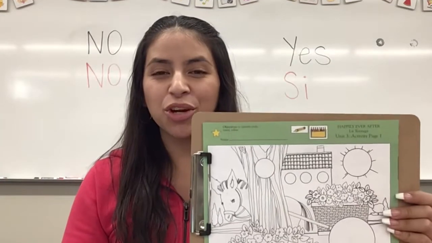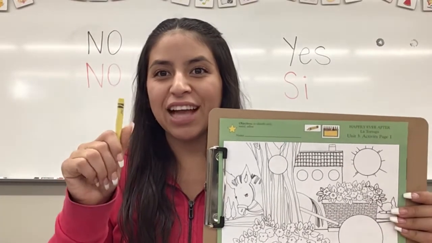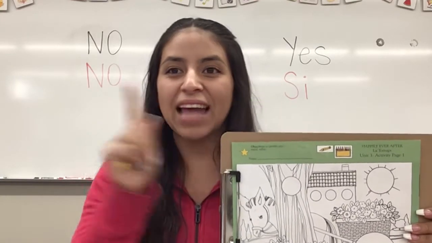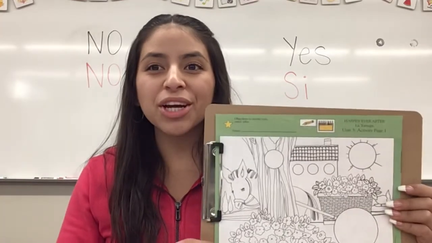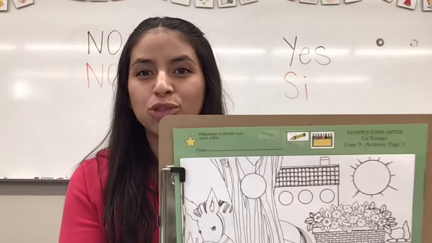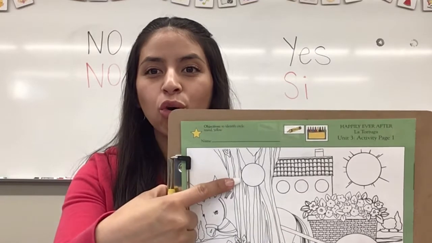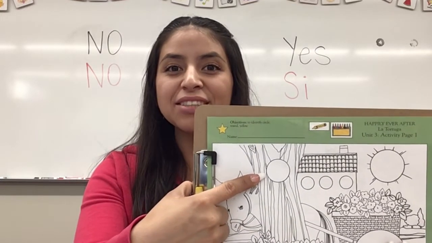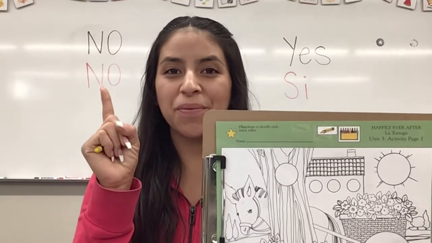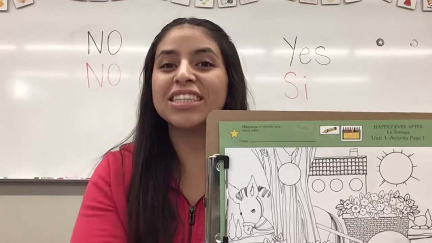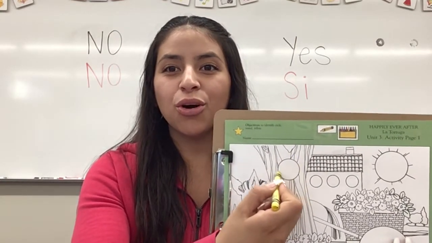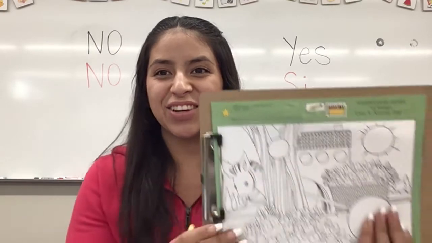So now you're going to get out your worksheet and your yellow crayon, and you're going to use the 2 words you just learned in Spanish, sí for yes and no for no. And we are going to be completing these next few questions. So look at your activity page 1. Look at the hole in the tree. Is the hole in the tree a circle? Sí or no? If you answered sí, go ahead and use your yellow crayon, circle your hole in the circle and color it yellow. Go ahead and do that.